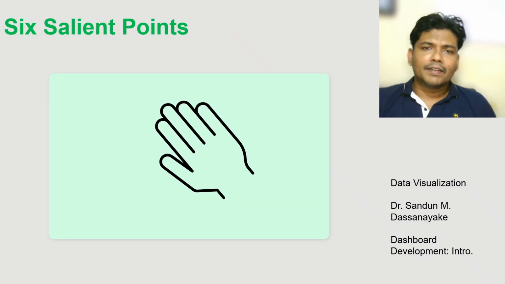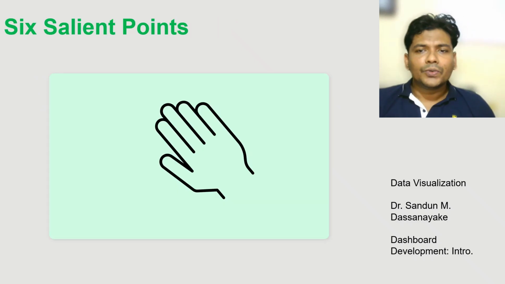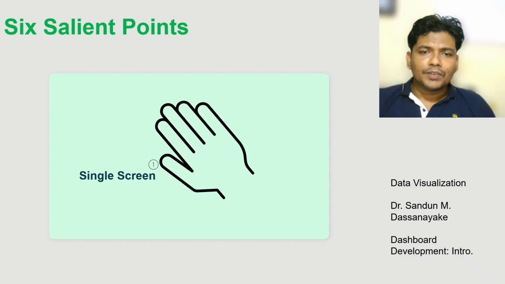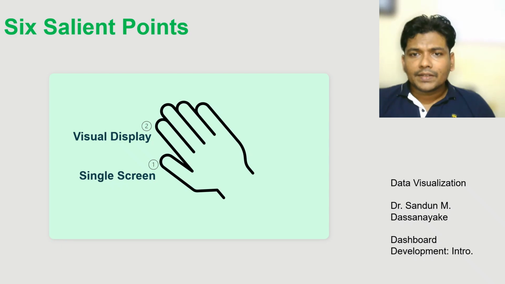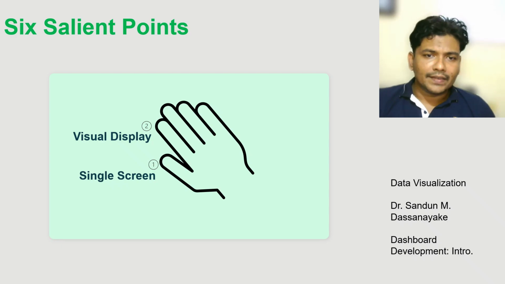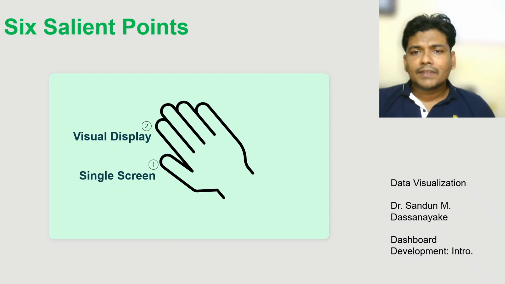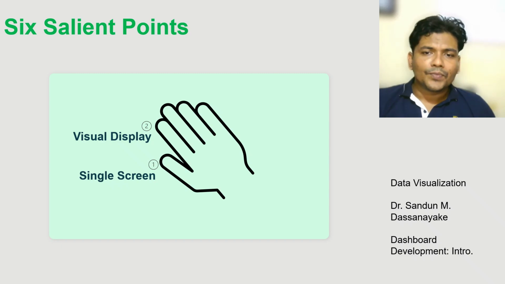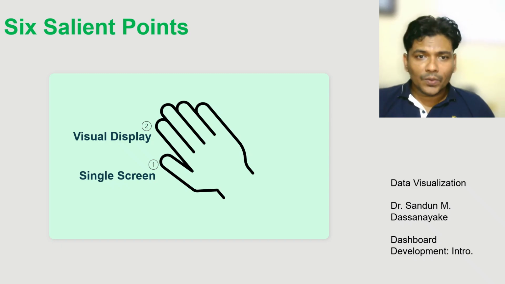There are 6 characteristics that separate a true dashboard from an ordinary report. The first characteristic is that a dashboard is displayed on a single screen. All information fits within one eye span, so no scrolling or switching is needed. Since graphics communicate faster and richer than text alone, the dashboards are always a visual display.